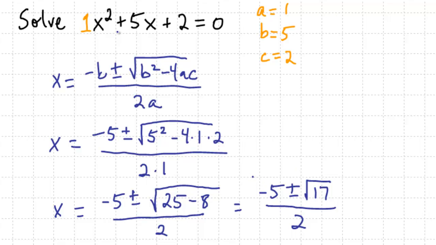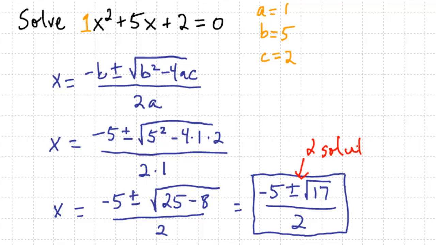So the solutions to this equation are the two numbers represented by negative 5 plus or minus the square root of 17 over 2. Okay, just want to make an important note that this expression actually represents two solutions because of that plus or minus there.